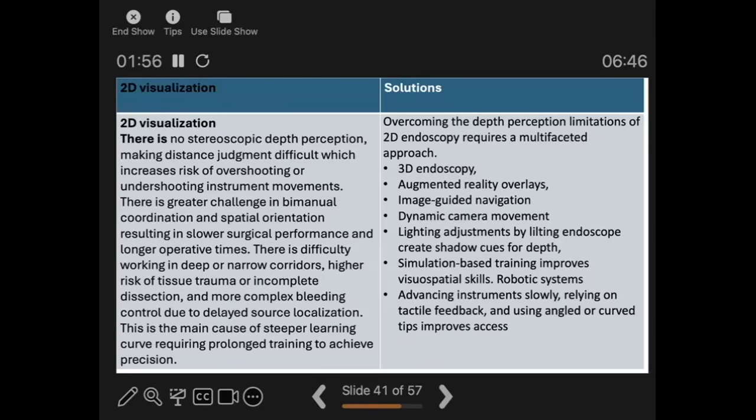The solution includes 3D endoscopy, augmented reality, navigation aids, simulation training, robotic assistance, lighting and shadow effect for the depth cues, and angled instruments. Lighting and shadow effect can be created by angling the scope. In such cases, a bright image and the shadow or less lighter image give an idea about the depth.